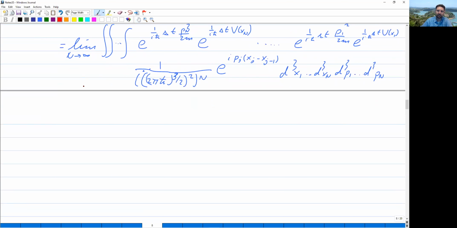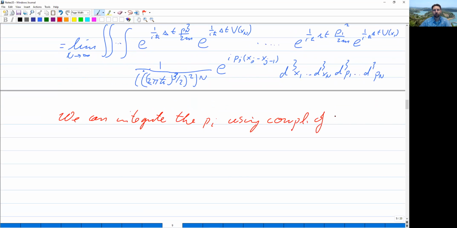So let me sketch how that works. We can integrate the p_i using completion of the squares. Our integrals look like this: integral from minus infinity to infinity, and then we have e to the power of i times p, and then we have a linear term.